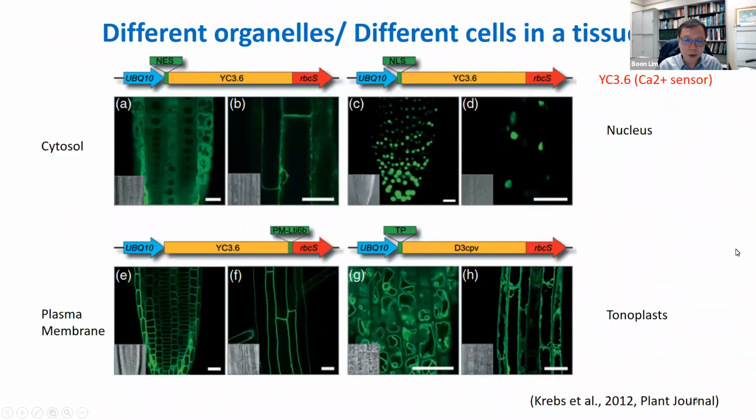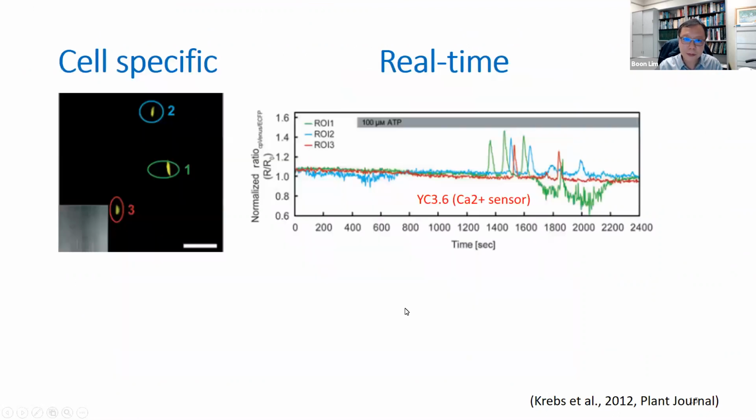The advantage of using these FRET sensors or ratiometric sensors is that we can target them to different subcellular compartments. For example, this is a calcium sensor. It is targeted to the cytosol, nucleus, plasma membrane, and tonoplast. And then we can observe the dynamic change of these sensors' ratio in real time.